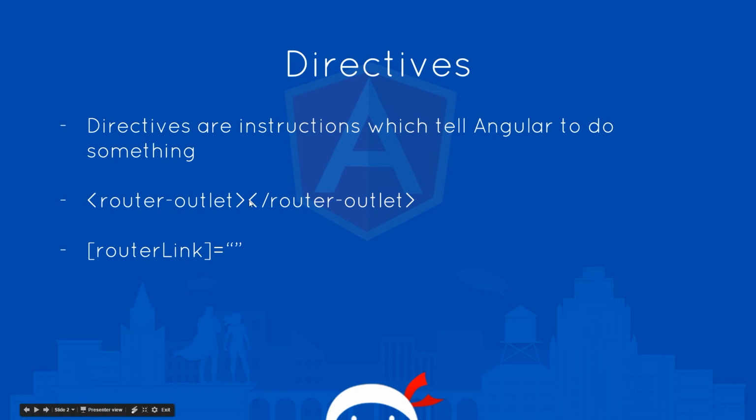First one is this router outlet, which is in the form of a tag. And this tells Angular to load in the view at this point where it finds in the tags when we request a specific one in the URL bar. This one down here, this router link, takes the form of a HTML property. And this allows us to load in different views without reloading the actual page.